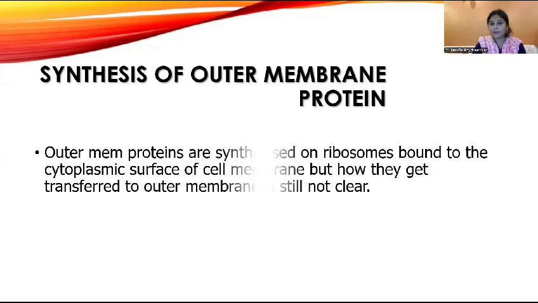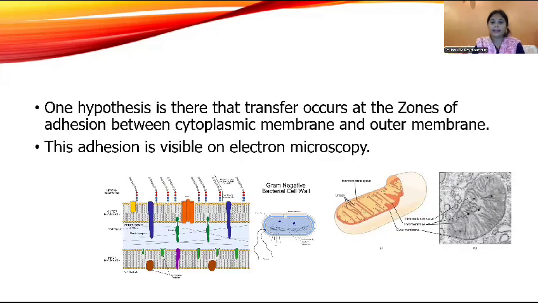Now, synthesis of outer membrane protein. These are synthesized on ribosomes present in the cytoplasm, which are bound to the cytoplasmic surface of the cell membrane. But how they get transferred to the outer membrane is still not clear. One hypothesis is that this transfer occurs at the zones of adhesion between cytoplasmic membrane and the outer membrane. That means the ribosomes present on the inner surface of the cytoplasmic membrane synthesize the outer membrane protein, and then they are transferred to the zone of adhesion between the cytoplasmic membrane and the outer membrane.